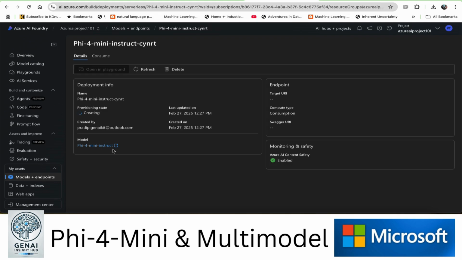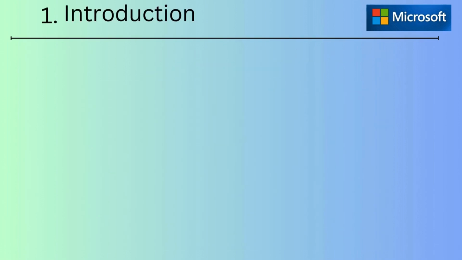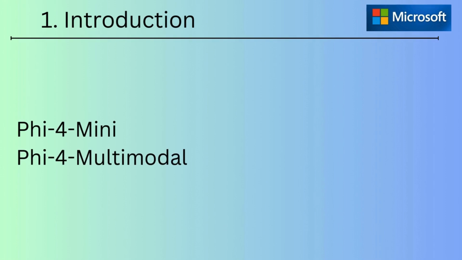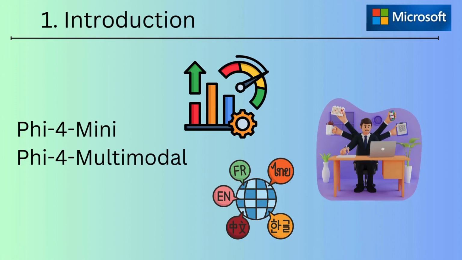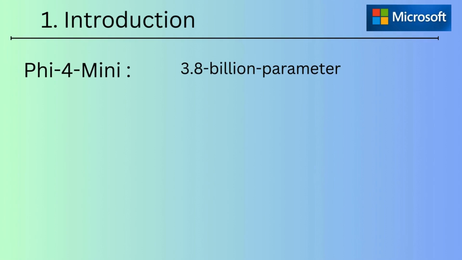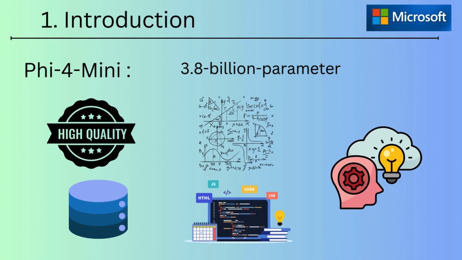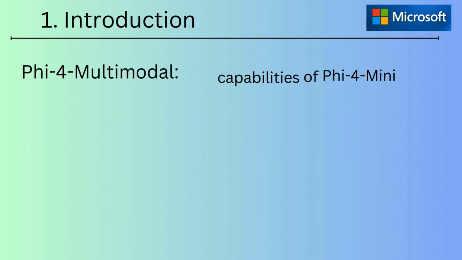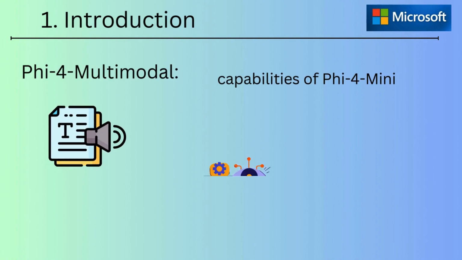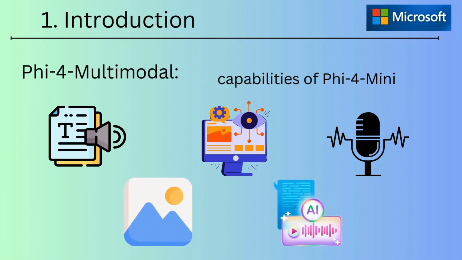and Phi-4 Multimodal. Phi-4 Mini Technical Report: Compact yet powerful multimodal language models via mixture of LoRAs. 1. Introduction. The Phi-4 Mini and Phi-4 Multimodal models are designed to provide high performance in language and multimodal tasks, despite being relatively compact. Phi-4 Mini, a 3.8 billion parameter language model trained on high-quality datasets with a focus on math, coding, and reasoning. Phi-4 Multimodal extends the capabilities of Phi-4 Mini by integrating text, vision, and speech audio modalities, allowing it to handle diverse tasks like image and speech understanding.